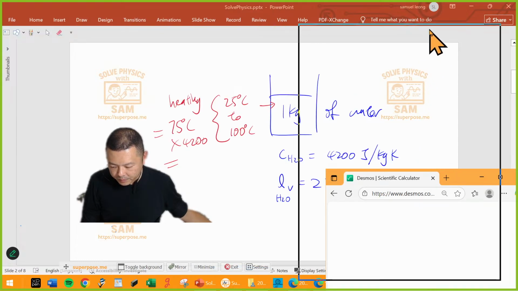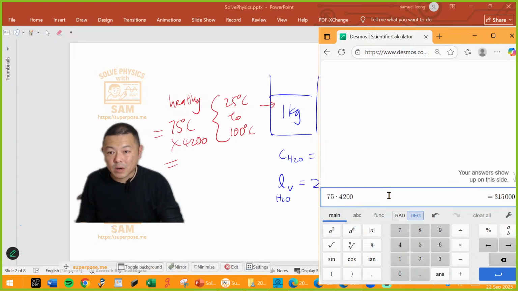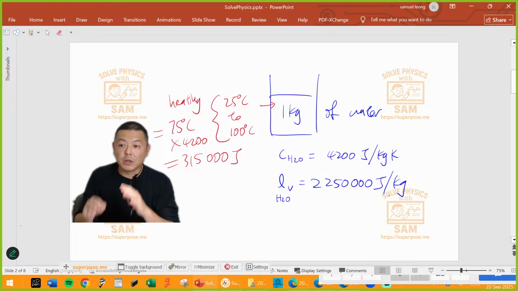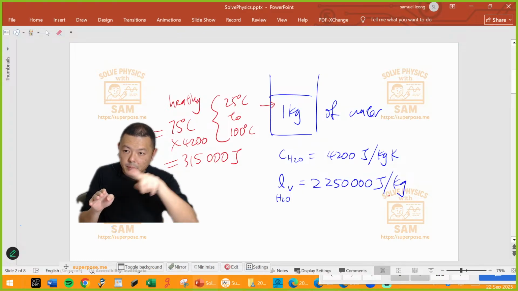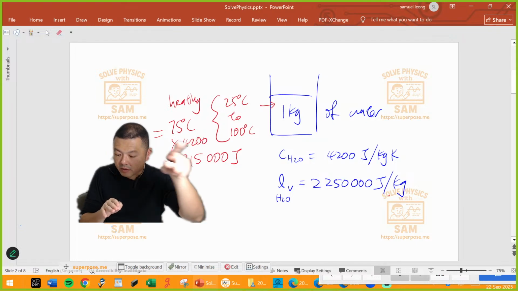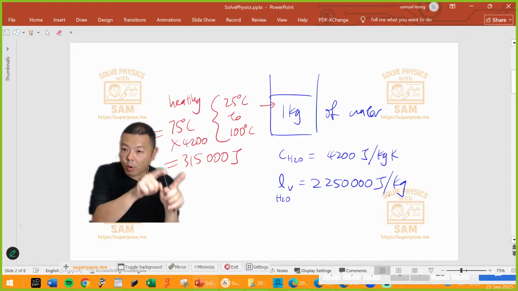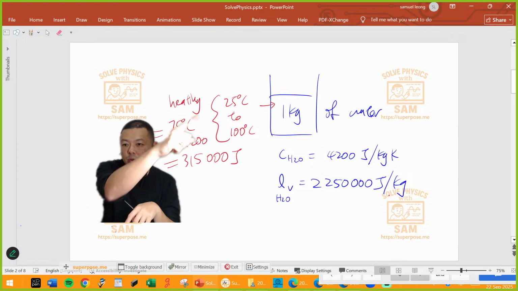this one out now. So 75 times 4,200 is 315,000 joules to heat from 25 degrees Celsius to 100. We need this amount of energy. This is also the amount of energy that boiling water has to lose before it cools down to 25.